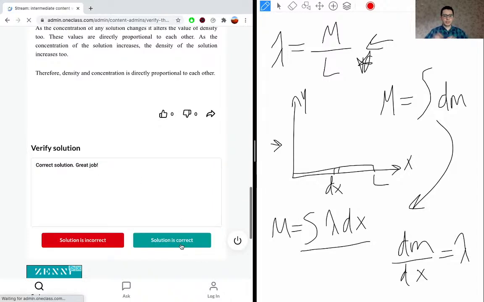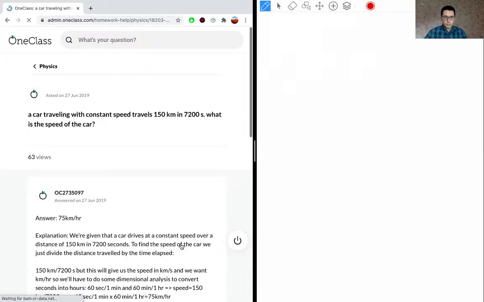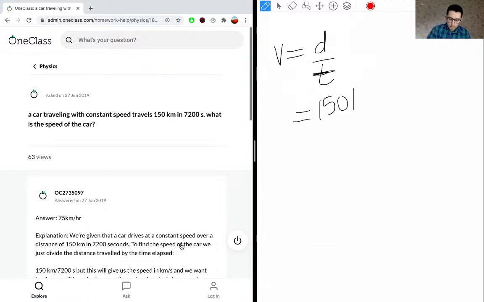Let's go on to the next question. The next question is asking, a car traveling with constant speed travels 150 kilometers. What is the speed of the car? It's telling us it's constant speed, so we can use the equation v is distance over time. The distance here is given to us as 150 kilometers, so we can just substitute in that right away. And the time is 7,200 seconds.